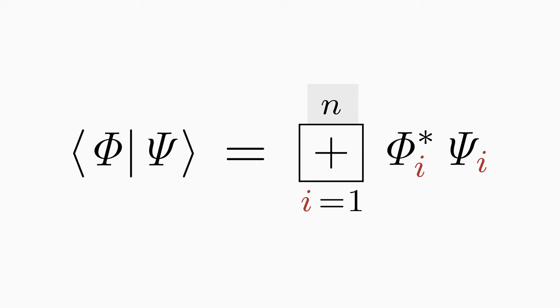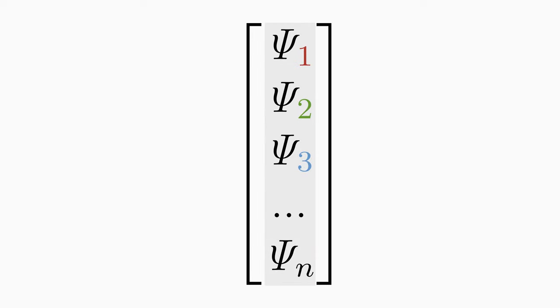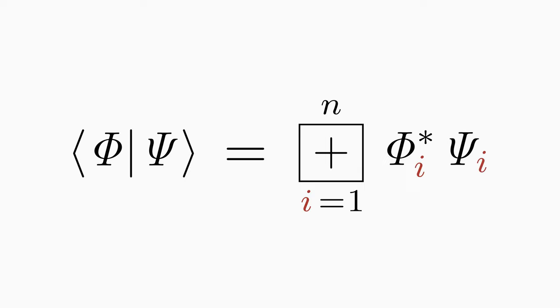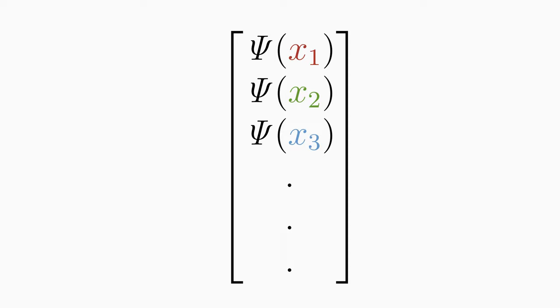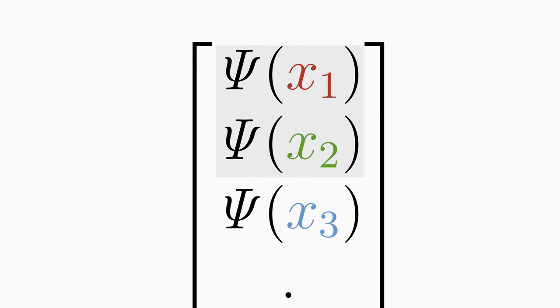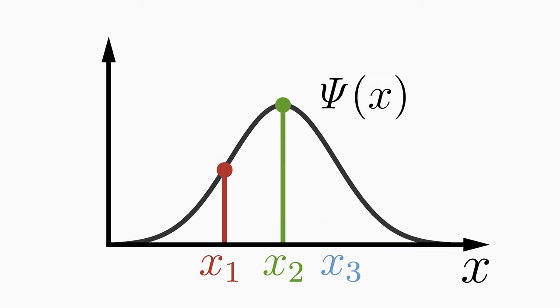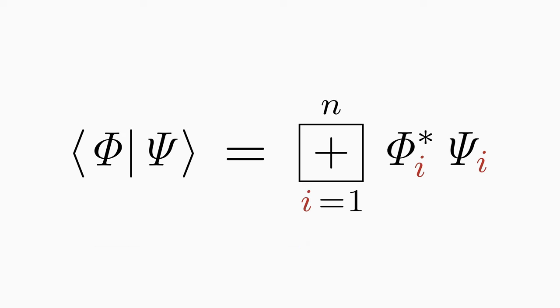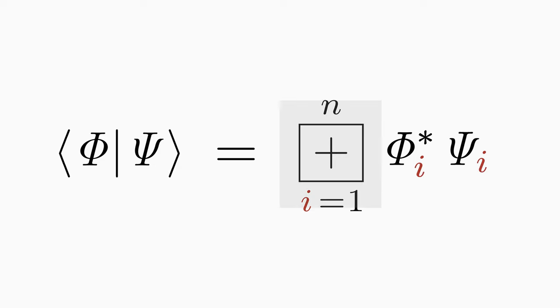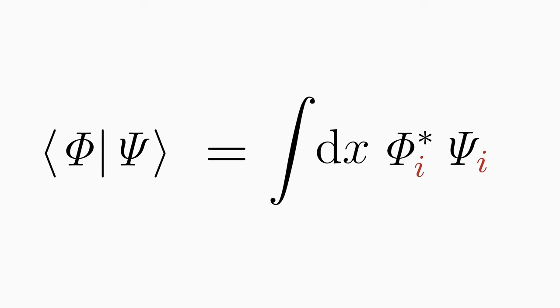Here, n is the dimension of the Hilbert space, that is, the number of components of a state vector living in this Hilbert space. The scalar product with a sum sign is not exact for states in the infinite-dimensional Hilbert space, because we would just omit many function values between x1 and x2 points. With infinite-dimensional states, we must switch to an integral. Therefore, we replace the sum sign by an integral sign.